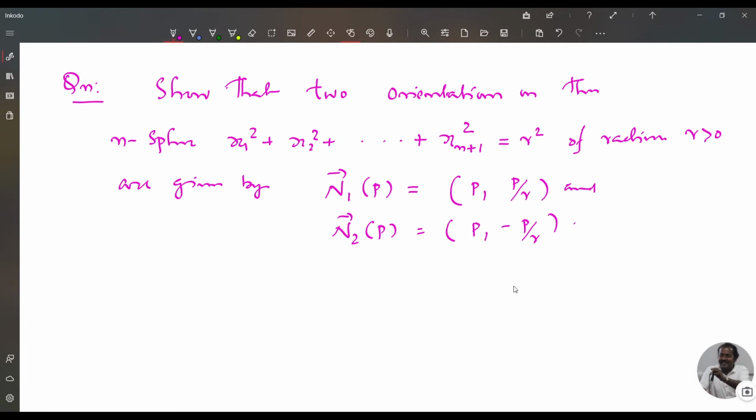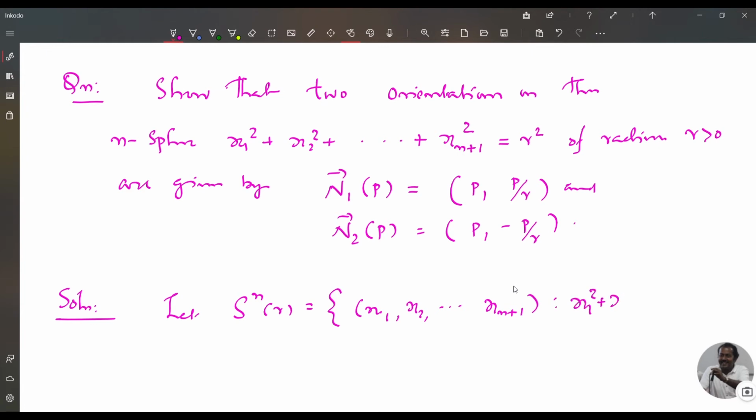So, solution. Let S^n(r) be the set of all (x1, x2, etc., x(n+1)) such that x1 squared plus x2 squared plus etc. plus x(n+1) squared equal to r squared.